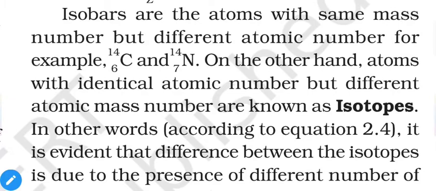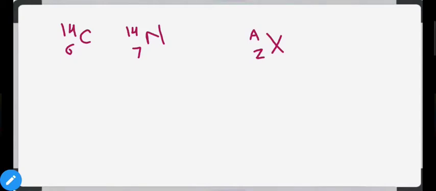So isobars are atoms with the same mass number. In this case the common thing is the mass number, but they have different atomic numbers, for example C and N in their different formations. So C 6 14, what does it represent, and N 7 14, what does it represent? So let us compare these two different atoms. As mentioned, in the symbolic representation X represents the symbol of the atom, Z represents the atomic number, and A represents the mass of the atom or atomic mass. So here we have carbon and nitrogen.